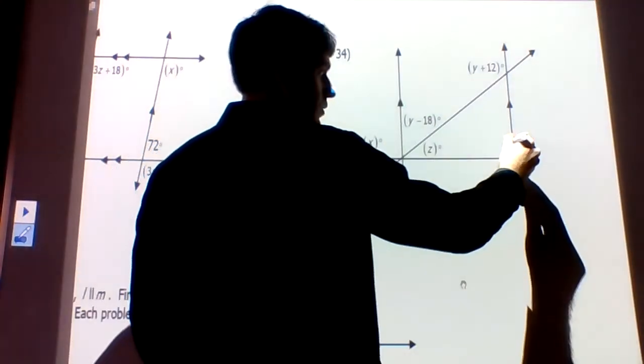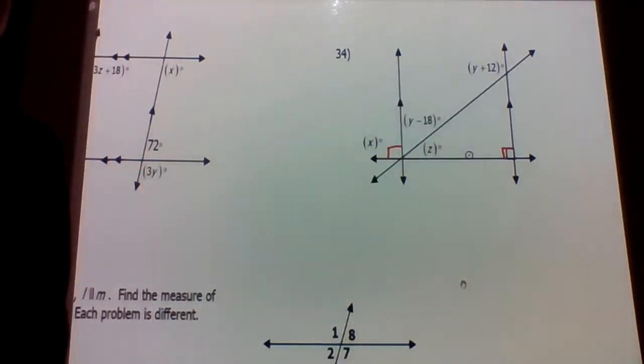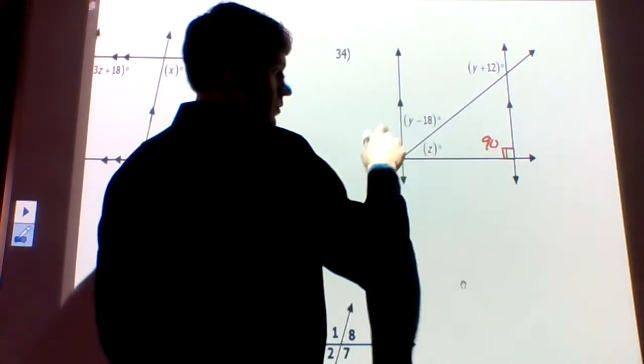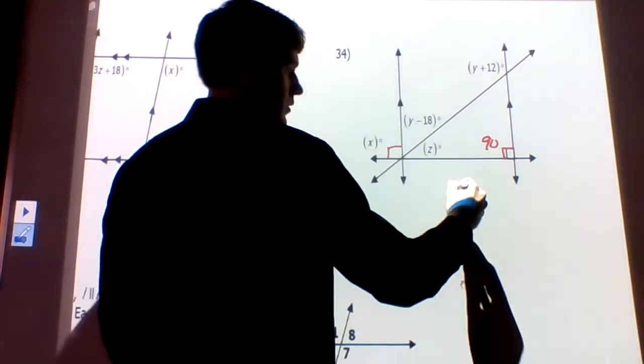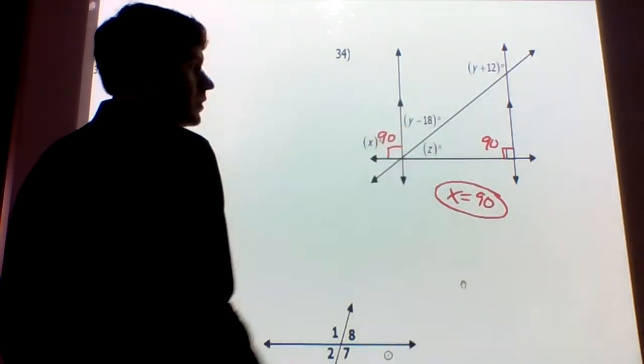These two angles are corresponding. So since these lines are parallel, we know corresponding angles are congruent. So since this one is 90, that's what the right angle symbol means, this one is also 90, so x is going to equal 90. Okay, so this is 90.